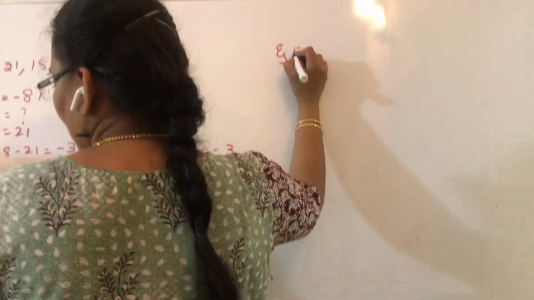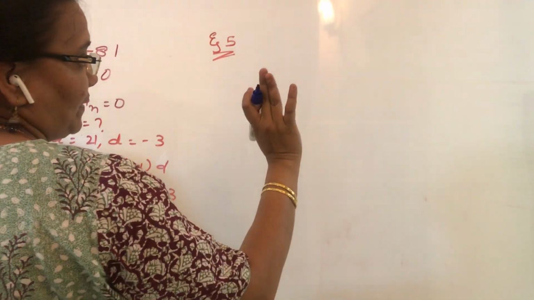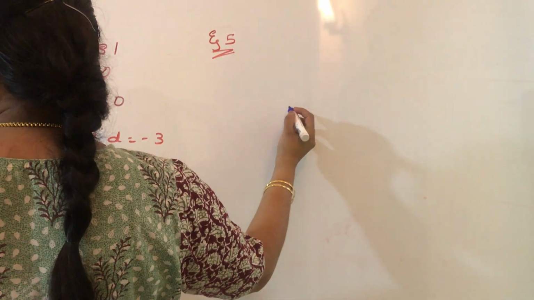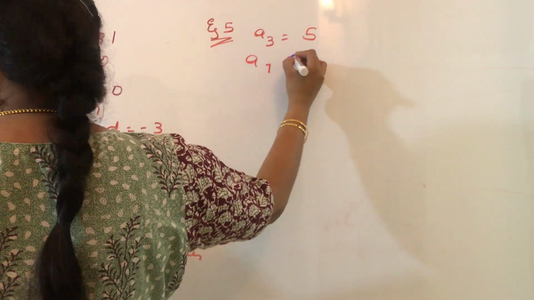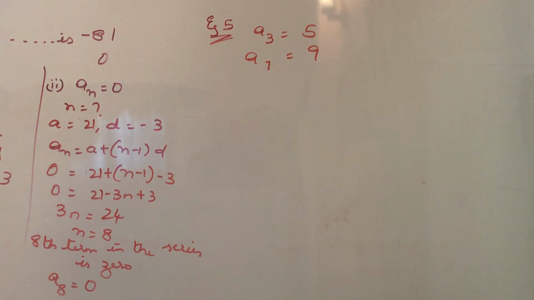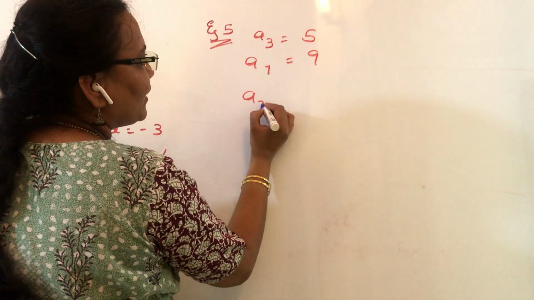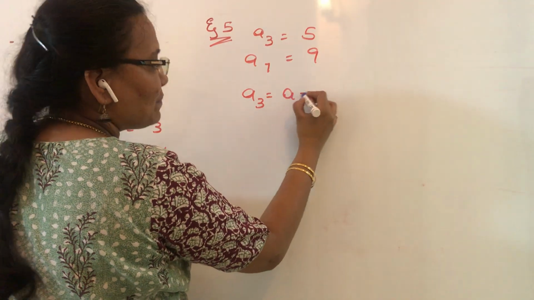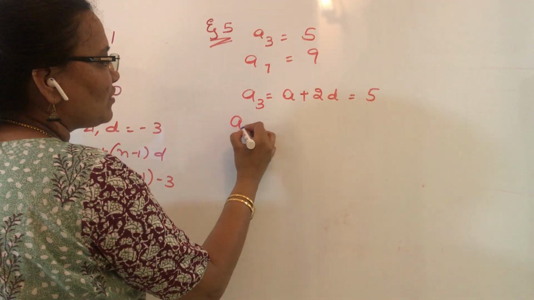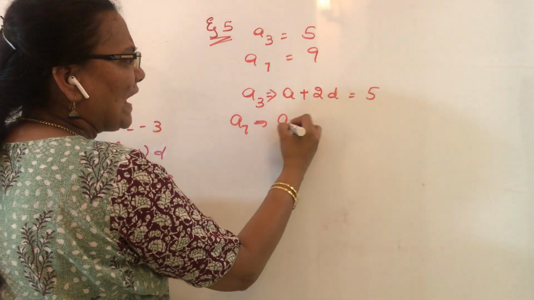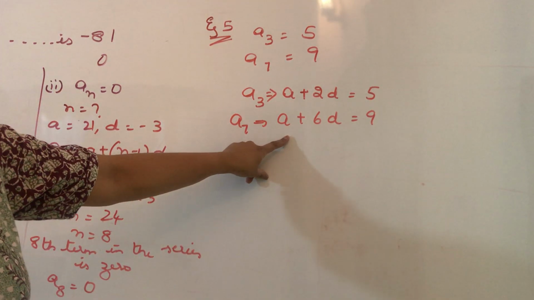Example 5 is: determine the AP. You have to form an AP whose third term is 5 and seventh term is 9. So you get a linear equation here. Now, A of 3 using the formula you can write as A plus n minus 1 into D, or A plus 2D, which is 5. What do you mean by A of 7? A plus 6D, which is 9. By now you should be comfortable with what I am writing here.